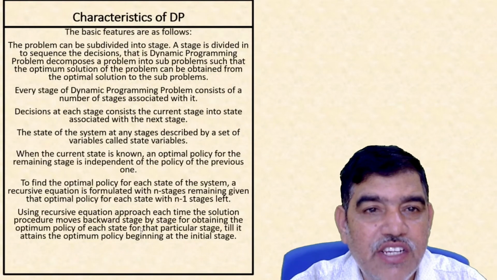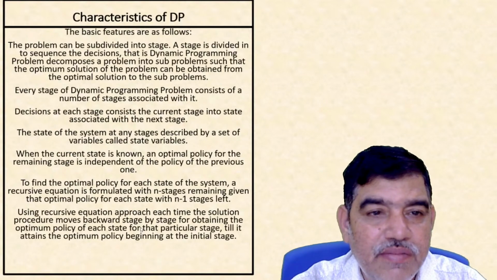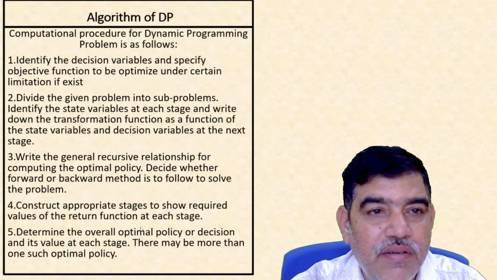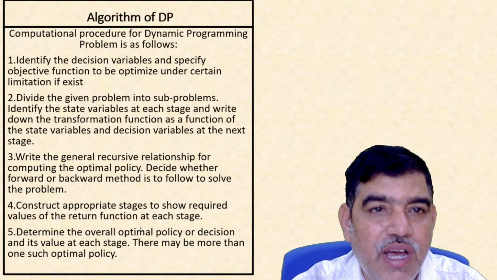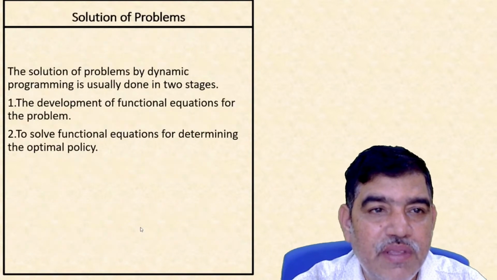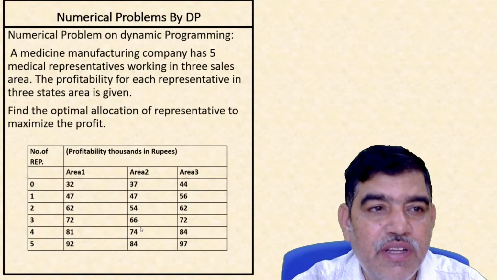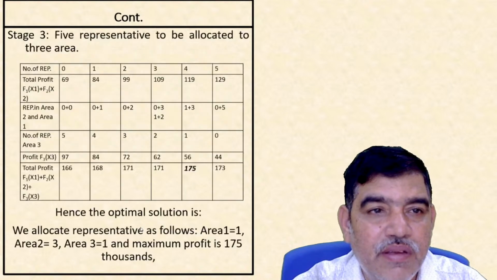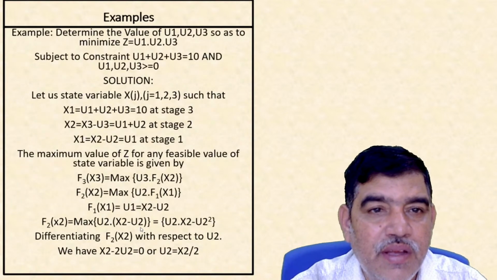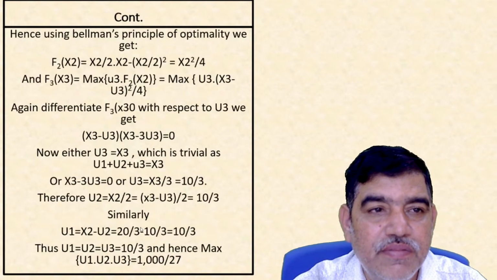Then we learned the characteristics of dynamic programming. We may implement it by using the forward computational process or backward computational process. Then we learned the algorithm of dynamic programming. Then the two stages, how to solve the problems, and explained with the numerical problems on dynamic programming. And one LPP problem to find the optimal solution.